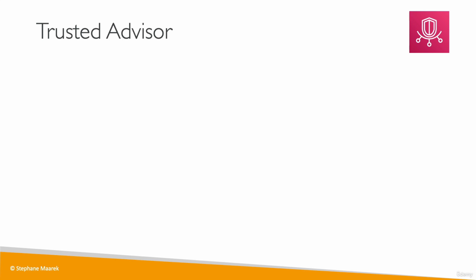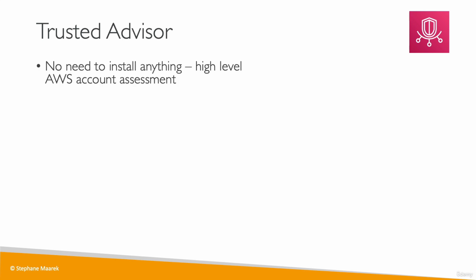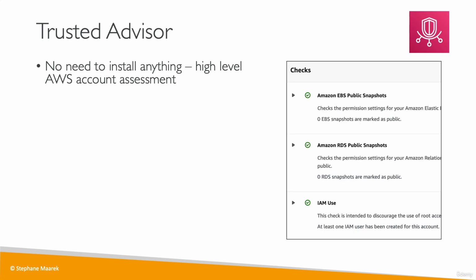So now let's discuss Trusted Advisor. Trusted Advisor is a service that just runs out of the box. You don't need to install anything, and it gives you a high-level AWS account assessment. It will run a bunch of checks and tell you if the checks are passing or not. Here's an example of the checks it does. For example, Amazon EBS public snapshots, 0 found, okay, good, the check is passing, and so on.